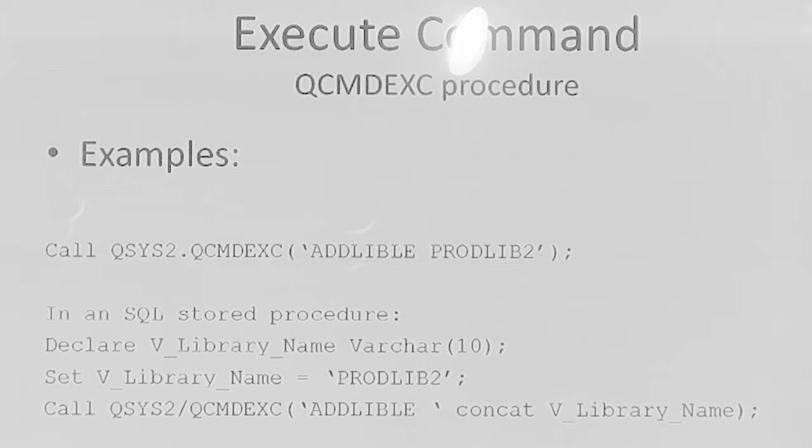And in your stored procedure, you just say call and this in here, just add library list entry prod lib 2. It's very simple. If you're using a procedure, then you declare, you can concatenate your command with a library name variable. They're just showing you that it can be done that way.